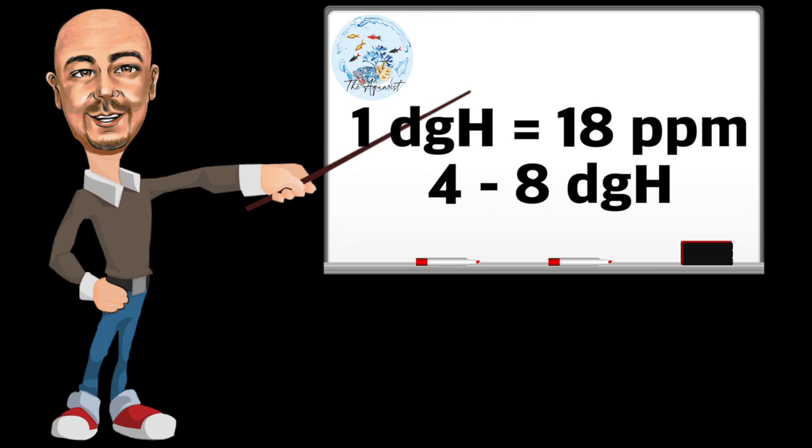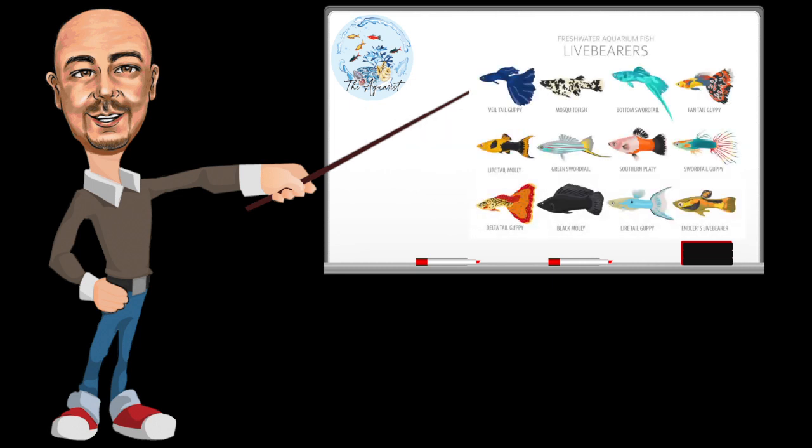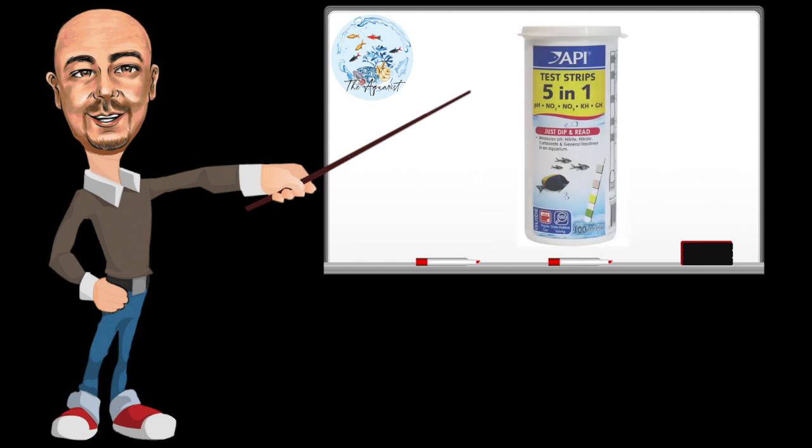For freshwater you would target a GH between 4 and 8 DGH, or 72 to 144 parts per million, but you need to double check versus the fish that you will keep, because some fish will require higher GH. For example, livebearers like guppy, platy, molly, and swordtail will love to have higher GH, and in this case you will have a lot of baby fry in the tank if you provide them with all the necessary conditions for breeding. While other fish like the discus like soft water, and in this case you should target 3 DGH, or around 50 parts per million. To test the GH, you can use multi-purpose test strips like the ones provided by API, which measure pH, GH, KH, nitrite and nitrate.